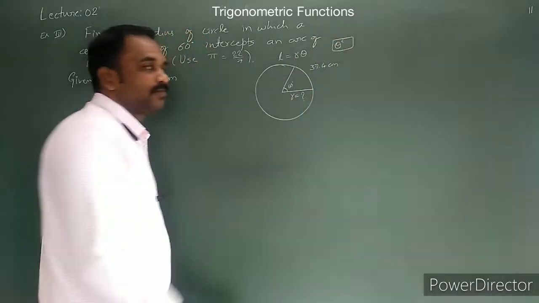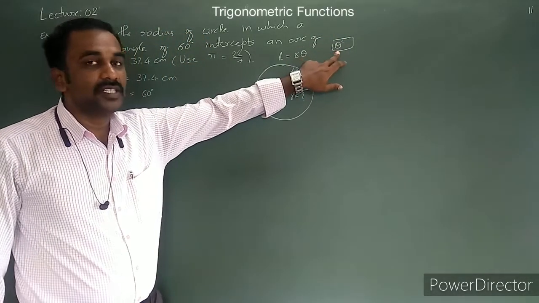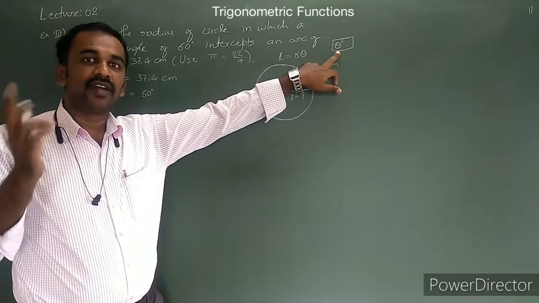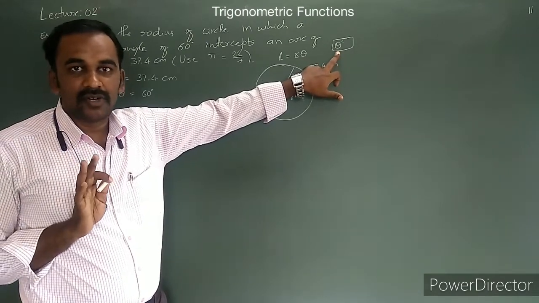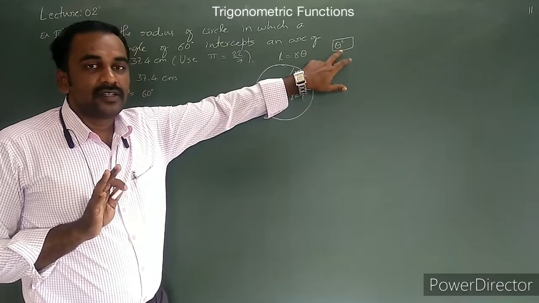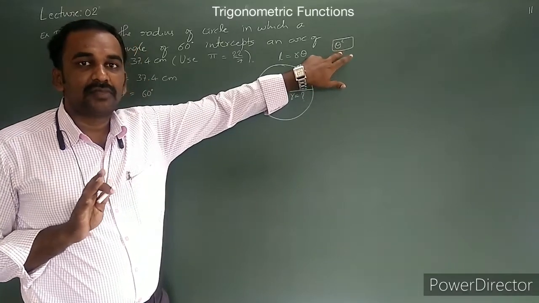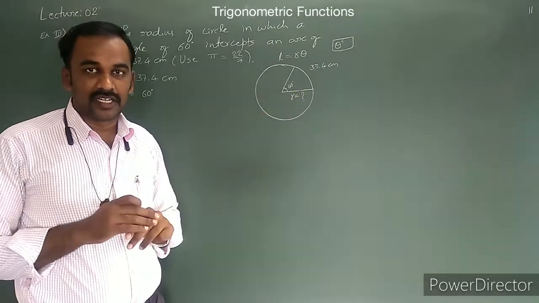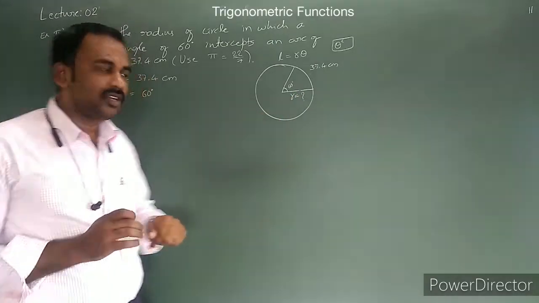Are you sure? Theta must be in terms of the radian. Just go back to the theorem number 1 statement. I think you have already noted down that theorem in your notebook. So just see the theta. Theta must be in terms of radian. But they are given in terms of degree, 60 degree. Convert into radian. That's all.